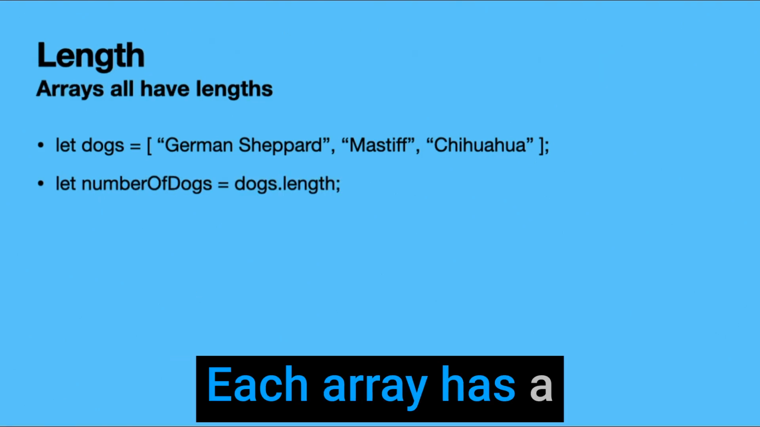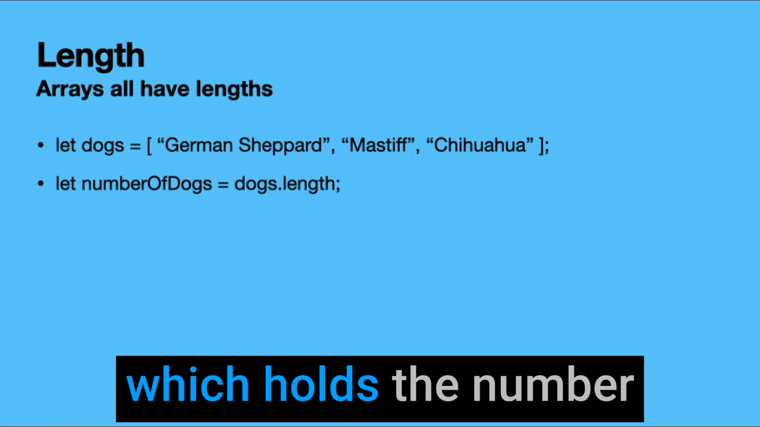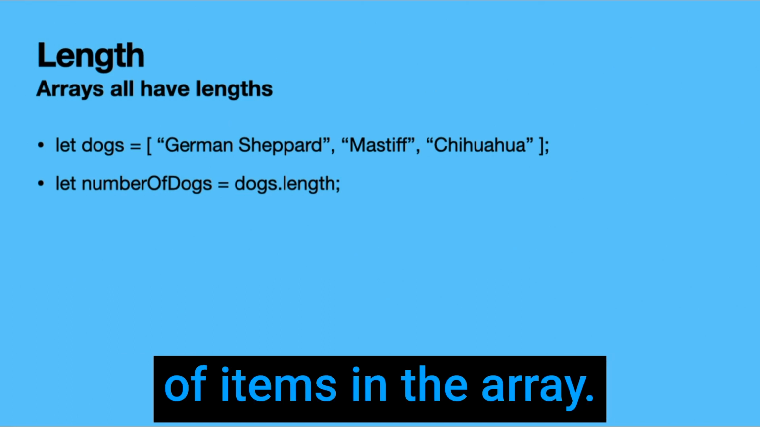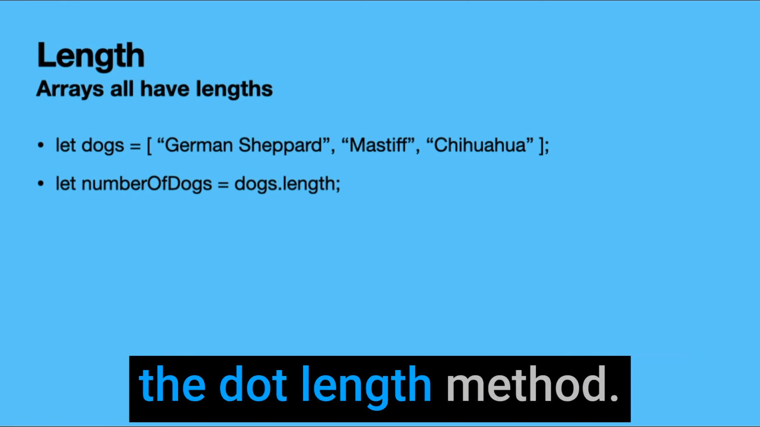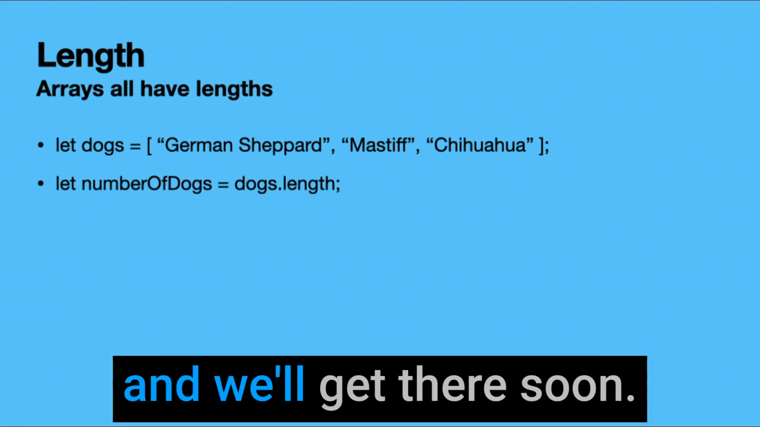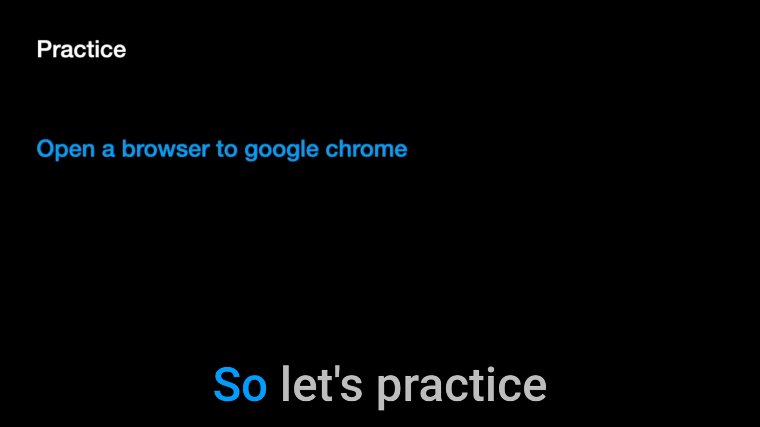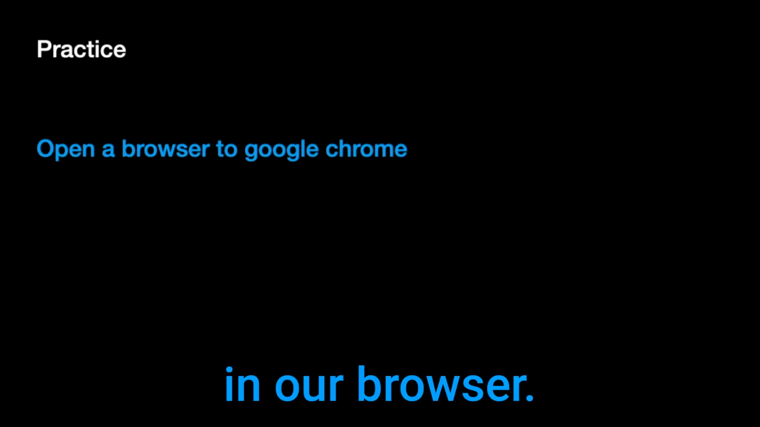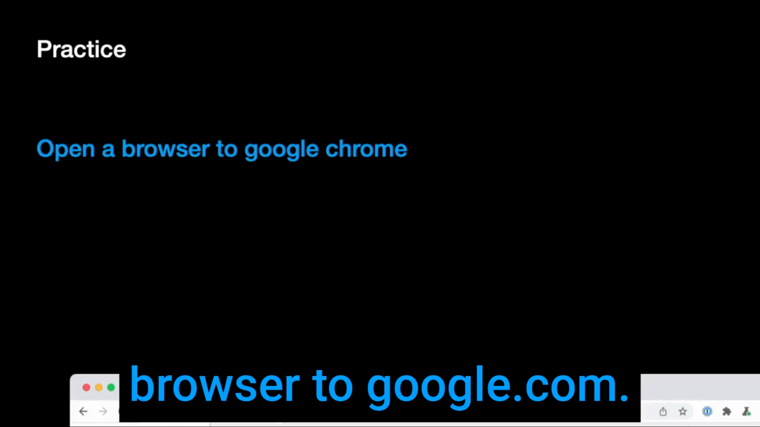Each array has a property called length, which holds the number of items in the array. You can access it using the .length property. This is especially useful when creating loops, and we'll get there soon. So let's practice in our browser. Let's open up our browser to google.com.